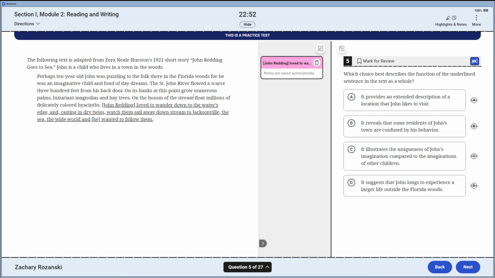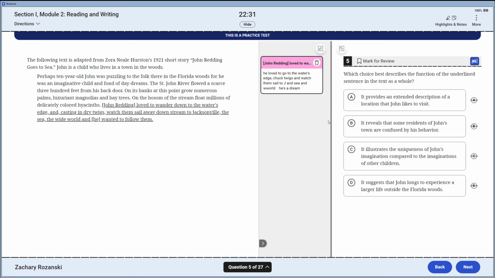I don't have time. He loved to go to the water's edge, chuck twigs, and watch them sail to J and C and world. And he wanted to follow. Oh, he's a dreamer. He wanted to follow them.